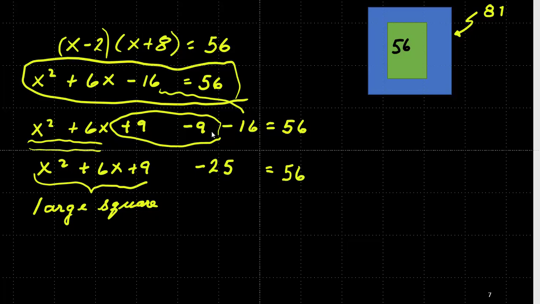So now we do a little bit of arithmetic. This is my complete square, and that complete square is this 81 up here. There's that minus 25 that we said we had to subtract from 81 to get 56. So we're in pretty good shape so far. Let's move on.